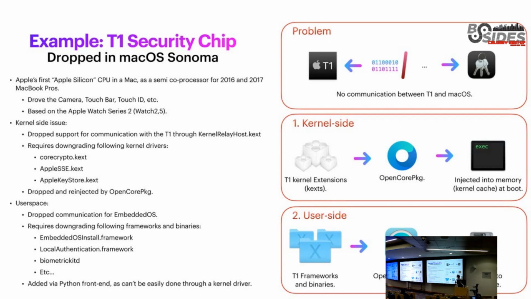So to fix this, on the kernel side, we're going to use the OpenCore package, as we did with boot.efi editing. We're now going to edit the kernel cache right before the machine boots, so we're going to inject those old kernel extensions. And then for the user side, we got all those frameworks and binaries. We're going to patch them in with OpenCore Legacy Patcher, the Python front end, onto the root volume. And from there, it mostly works.